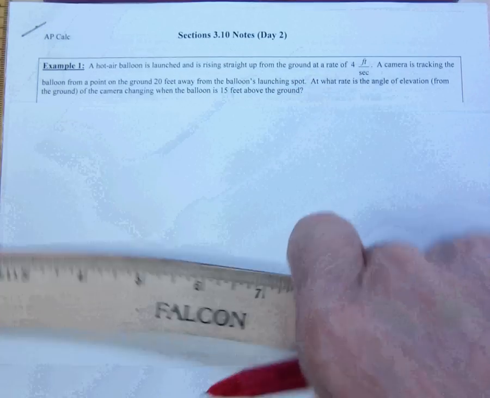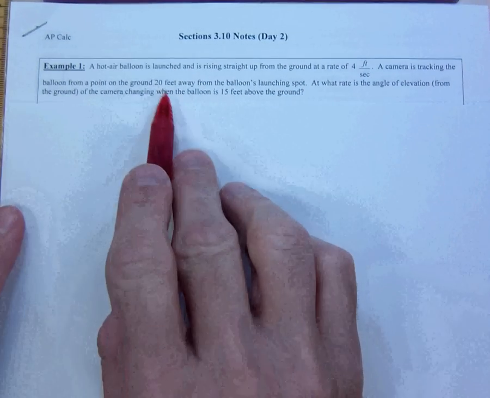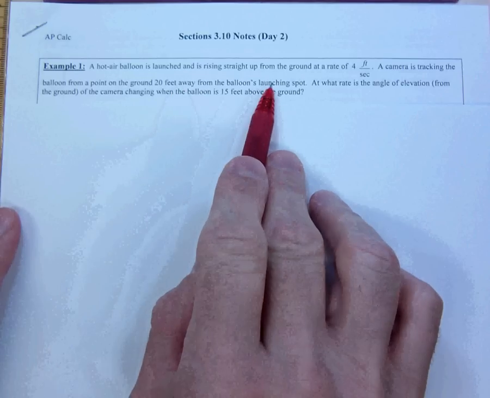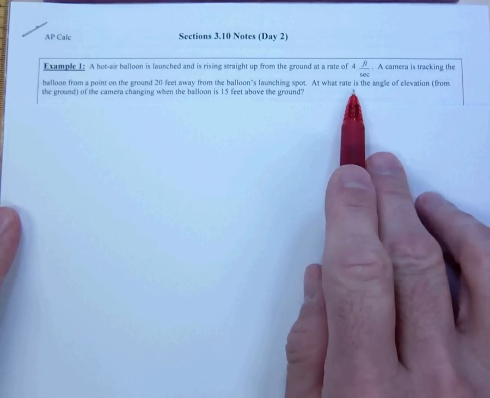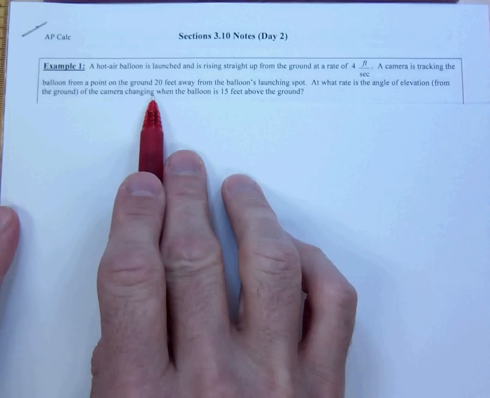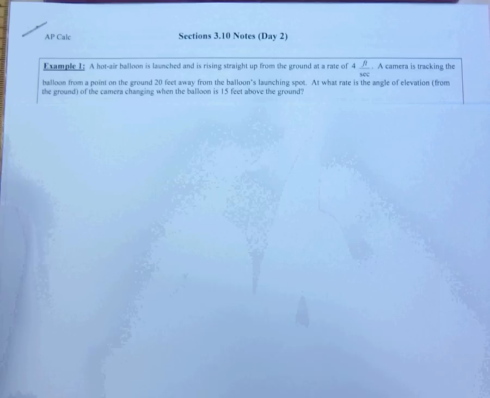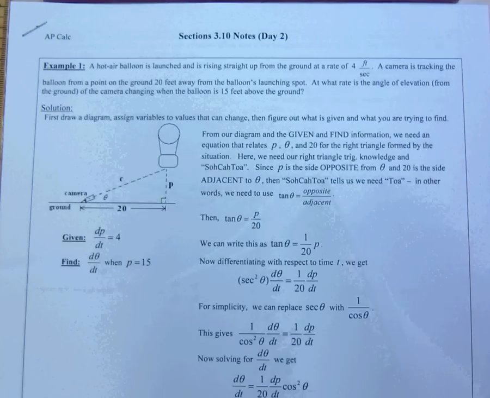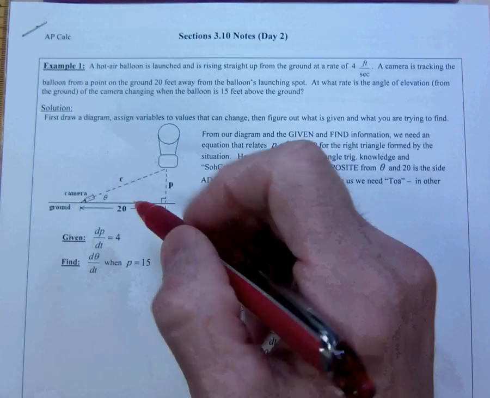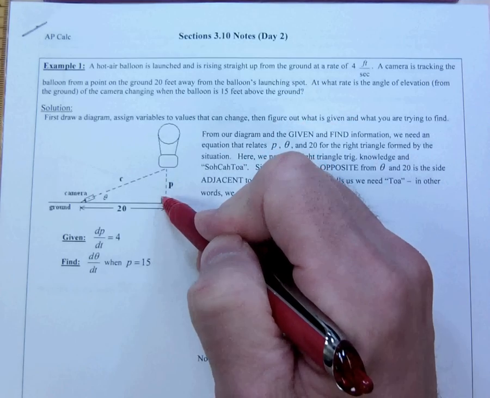So what we know here is that the camera is 20 feet away from the launching spot, and we want to know at what rate the angle of elevation of the camera is changing at the moment in time when the balloon is 15 feet above the ground. So here we go. Notice what I drew. Here's the launch spot right here. The balloon's going to go straight up, forming a right angle there.